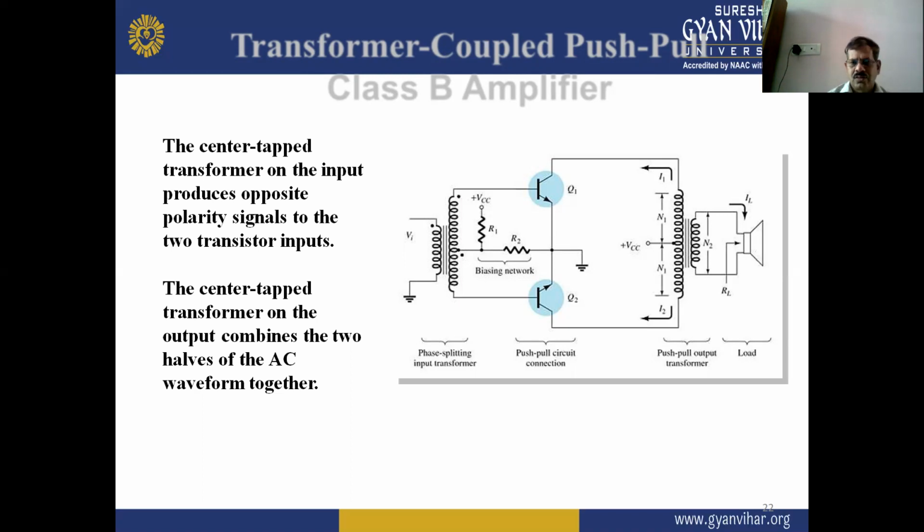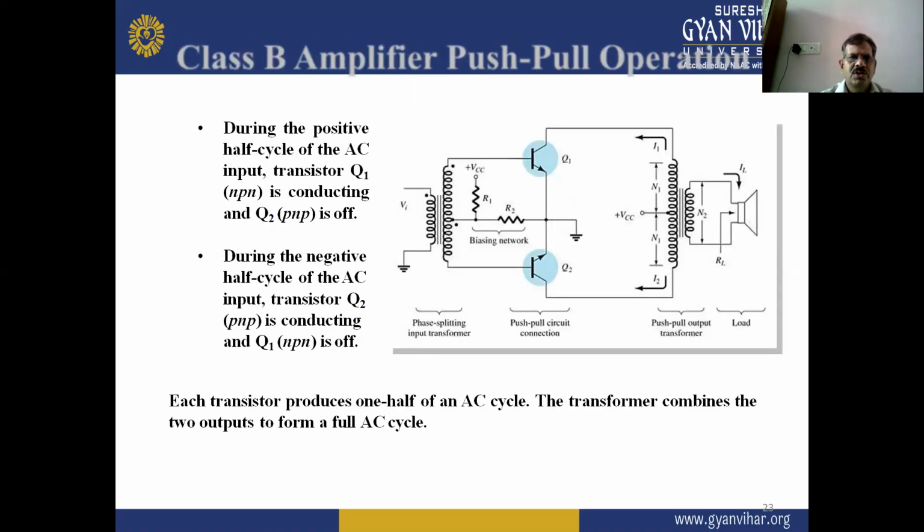During the positive half cycle of the AC input, transistor Q1, the NPN, is conducting, and transistor Q2, the PNP, is in the off state. Next, during the negative half cycle of the AC input, transistor Q2, the PNP, is conducting, and transistor Q1, the NPN, is in the off state. So each transistor conducts for one half of an AC cycle, and the transformer combines the two outputs to form a full AC cycle.